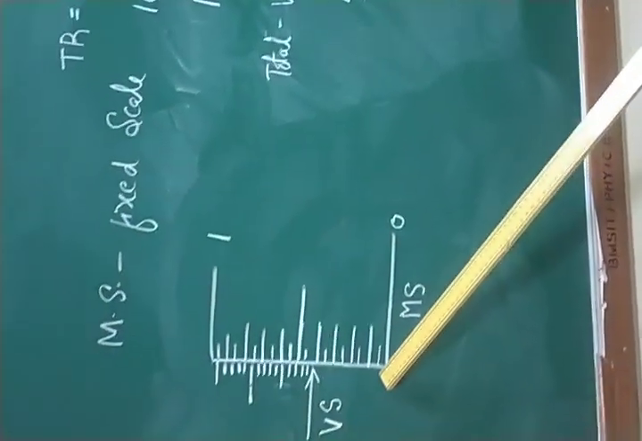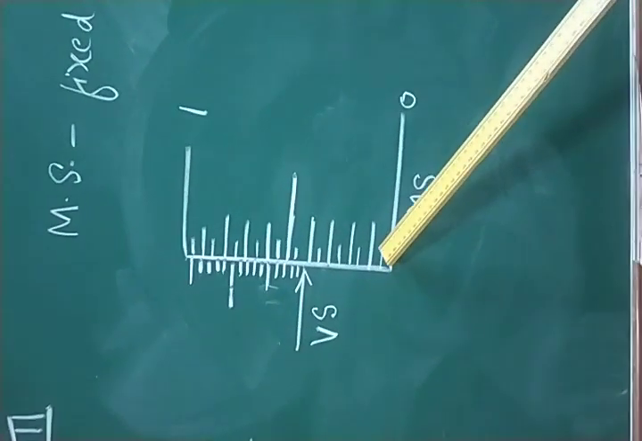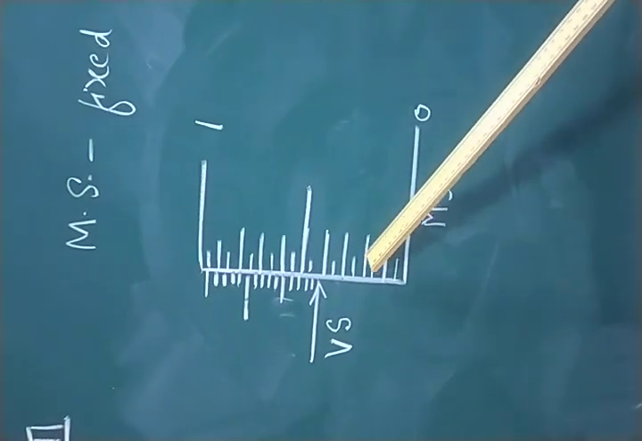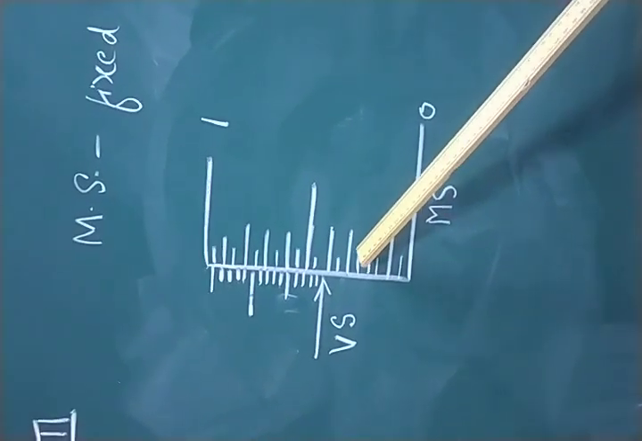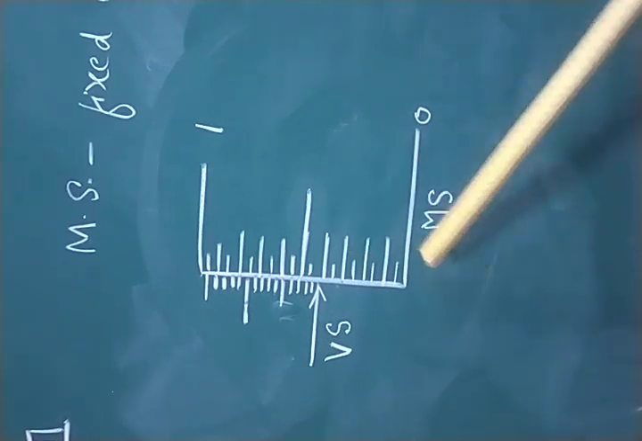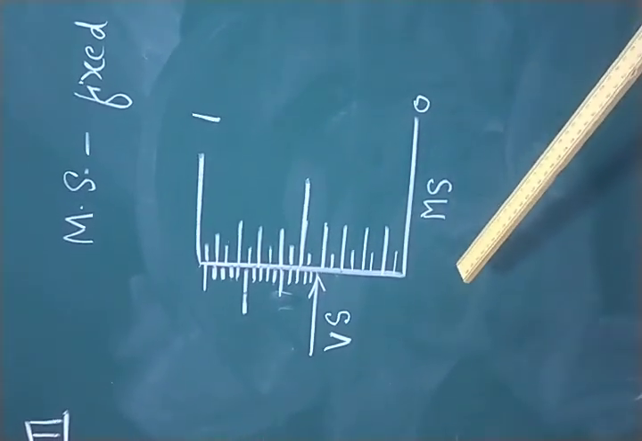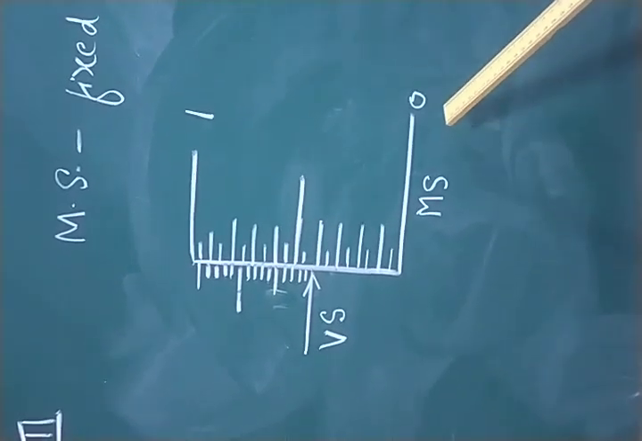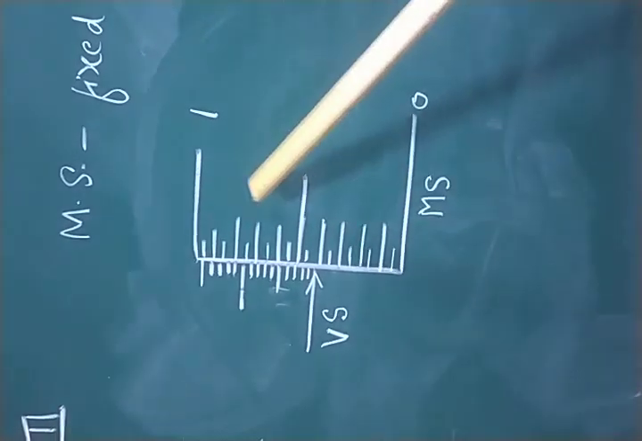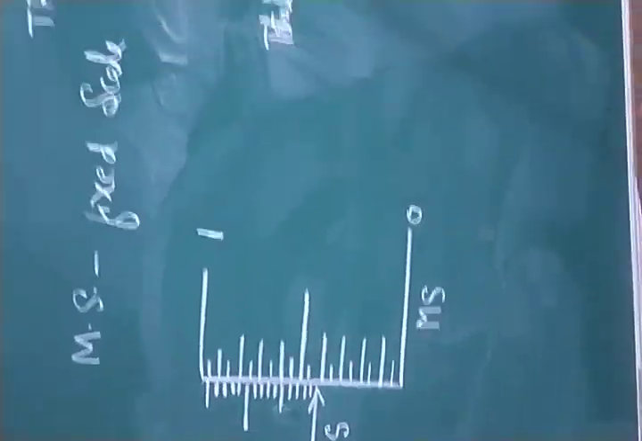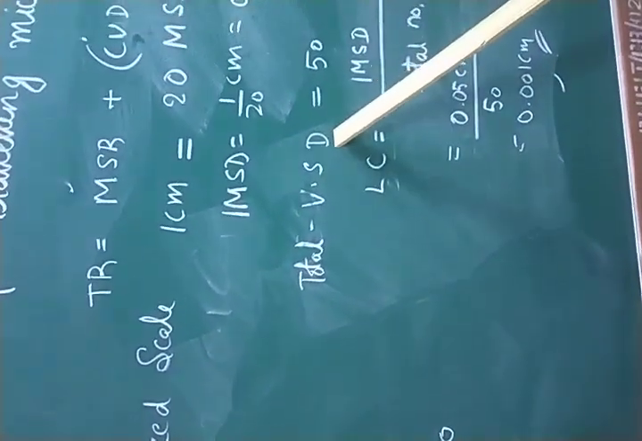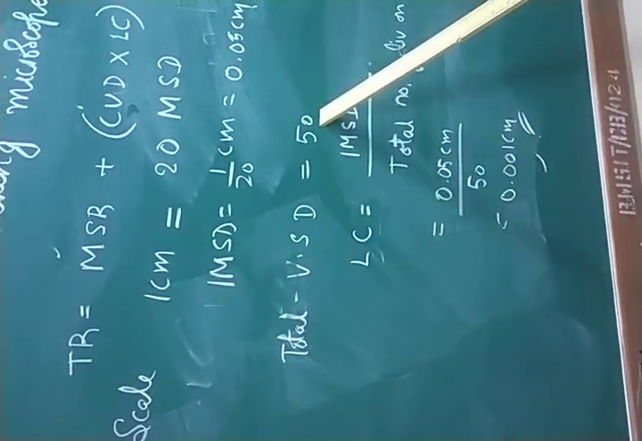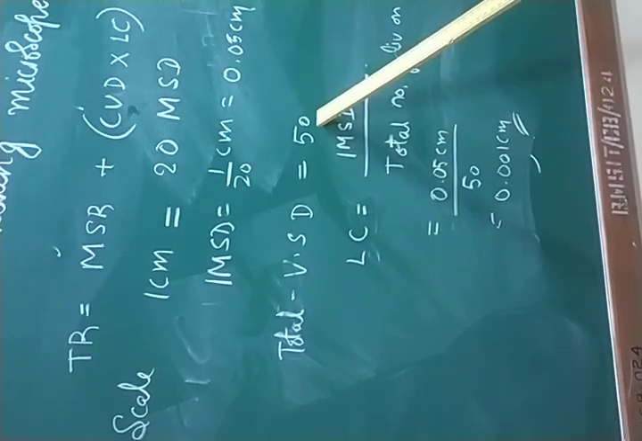Meaning, this small division is equal to 0.05. Again you add 0.05 to get 0.1, 0.15, 0.2, 0.25, 0.3. For each and every division we need to add 0.05. That is the meaning of one main scale division. Hence, we can read all the divisions in the main scale. Then the total number of vernier scale divisions is equal to 50. There are 51 lines and 50 divisions.